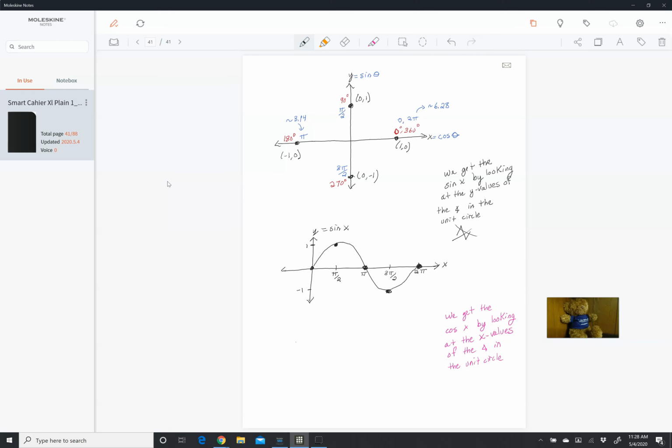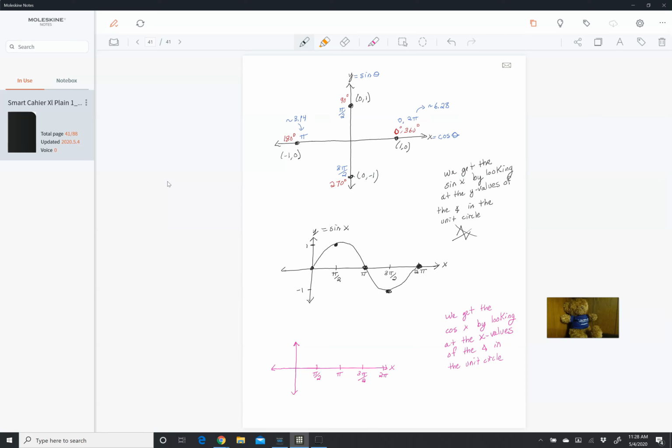So we're going to do the graph again. We're going to use the same exact angles because we know the cosines of those angles. So we're going to look at 0. We're going to look at pi over 2. We're going to look at pi. We're going to look at 3 pi over 2. And we're going to look at 2 pi.